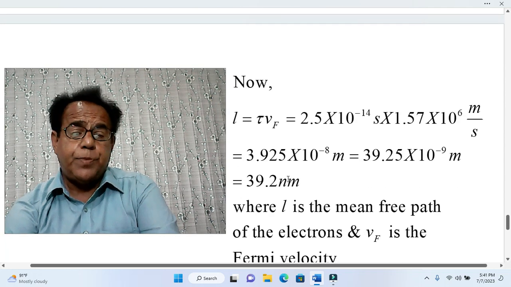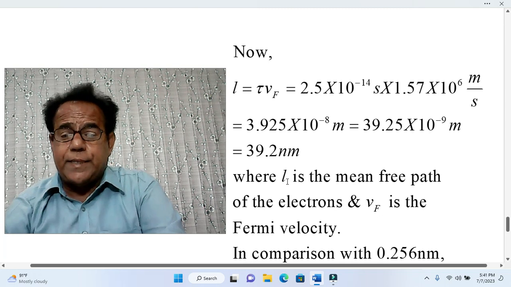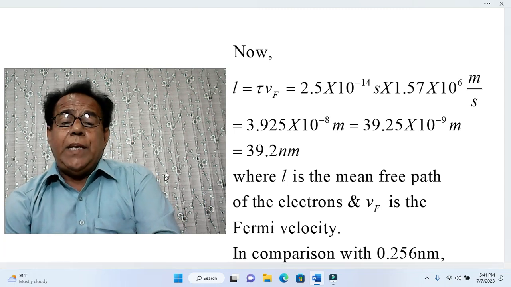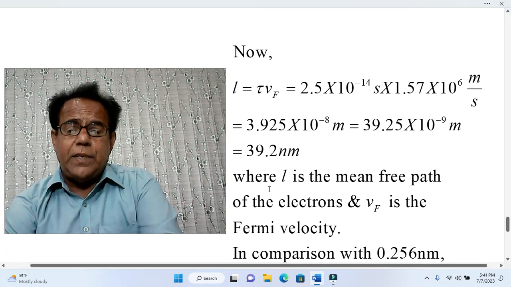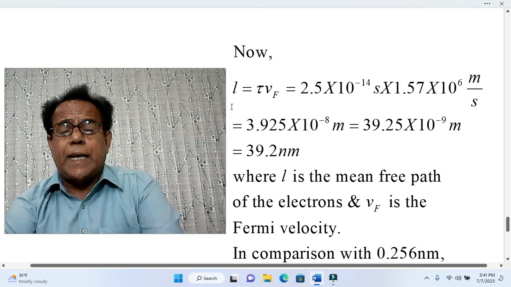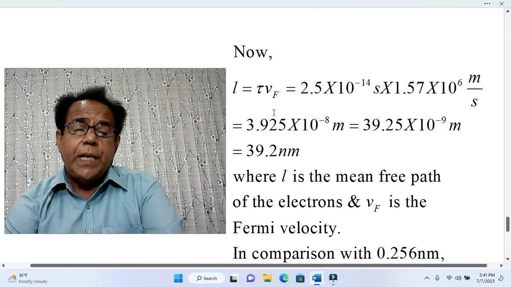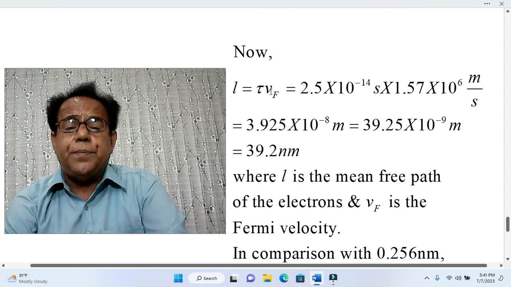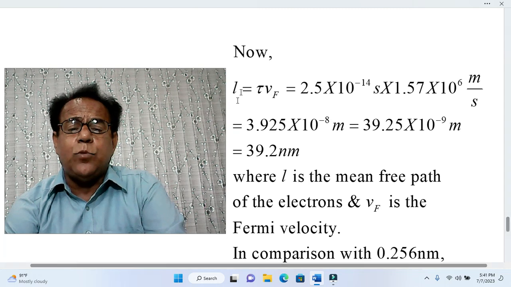Now next, dear students, this is another expression that L is equal to tau Vf. We have to find out this value L. Here we also explain what is L and what is Vf. For the time being we are directly using this result that L is equal to tau into Vf, where F is written as a subscript of V, that is Fermi velocity. Tau is the value which we have calculated in the above portion. So L is what we are going to determine.